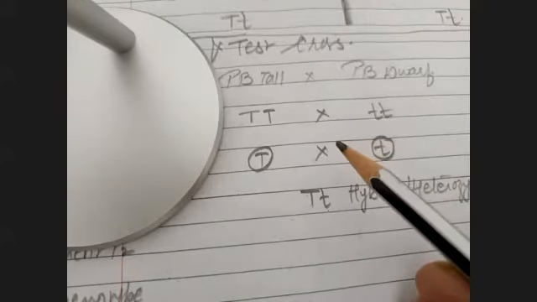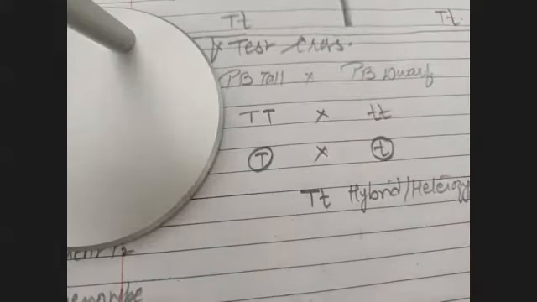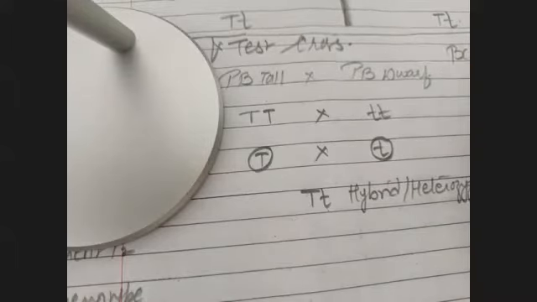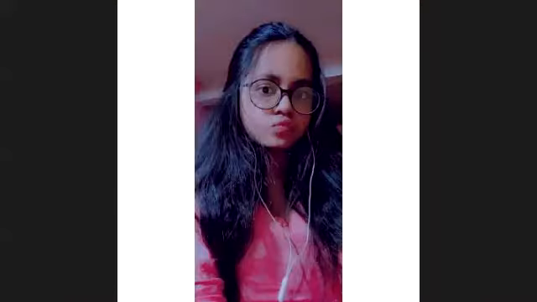Since both ways it is going one generation back, we can call it a back cross. Yes, ma'am. What is a back cross? A back cross is when the F1 generation is crossed with either a dominating or the recessive parent. It is called a back cross. Do you all agree with that? Yes, ma'am. Okay. Now we are going to see the cross first and then proceed further.